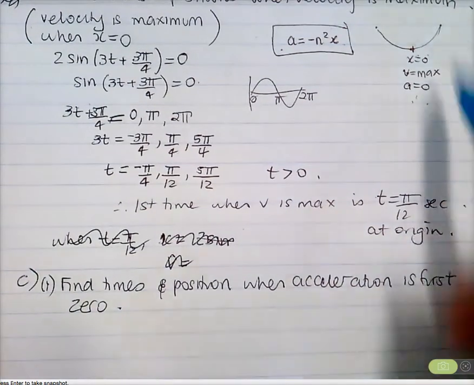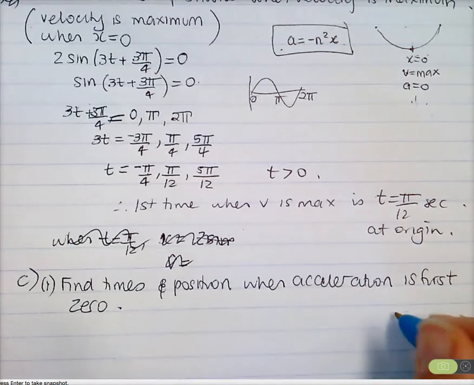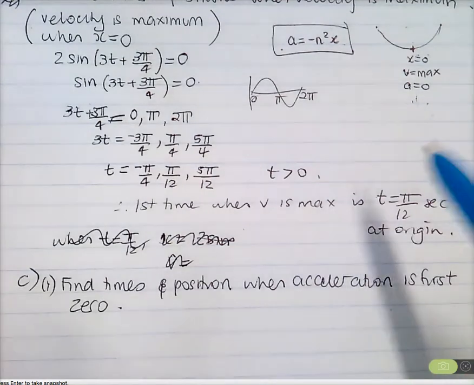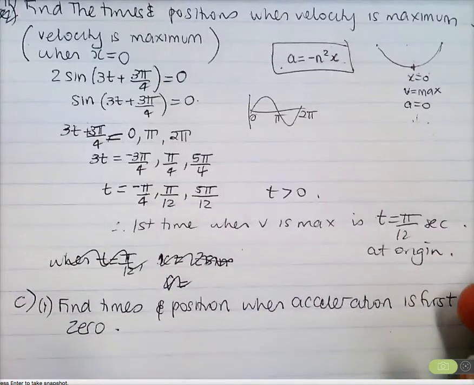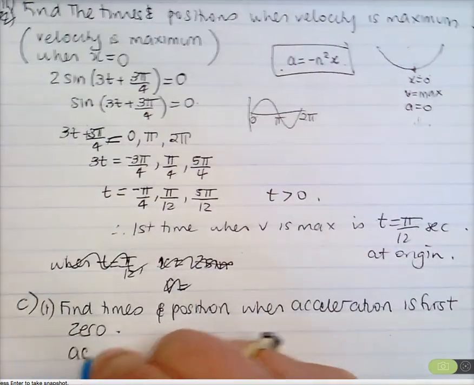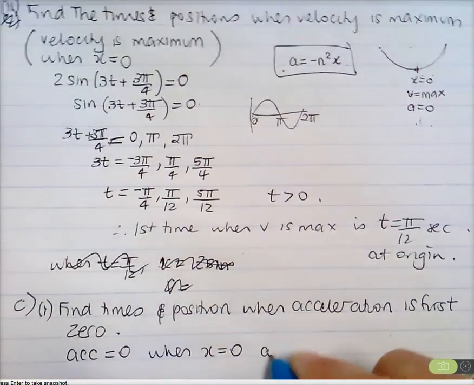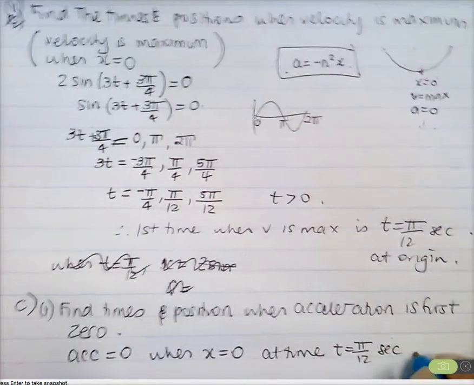Just thinking about, look. When's acceleration 0? In the middle. So we may as well just, I'm sure we've done it in a previous part. Have we solved x is 0 yet? Yeah, we did. Yeah, we just did it. So we've just done it. So acceleration equals 0 when x is 0, which is at time t equals pi on 12 seconds.